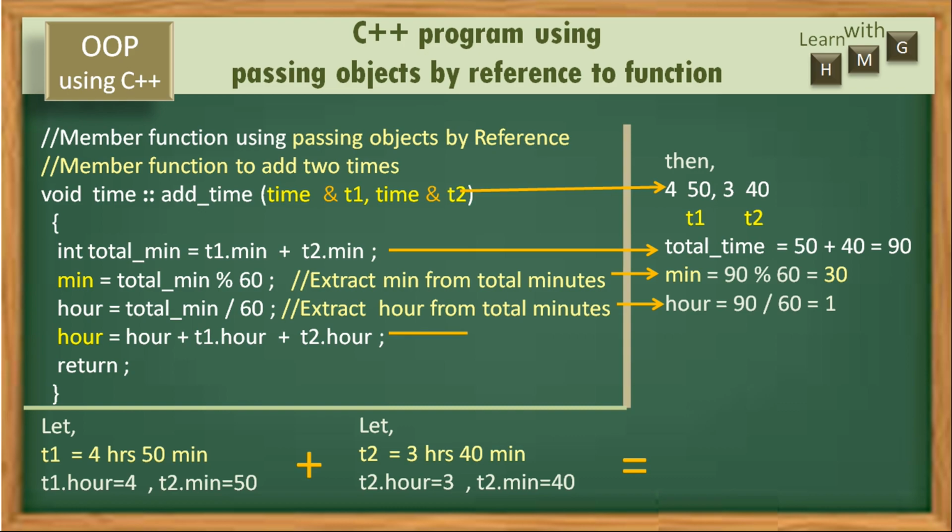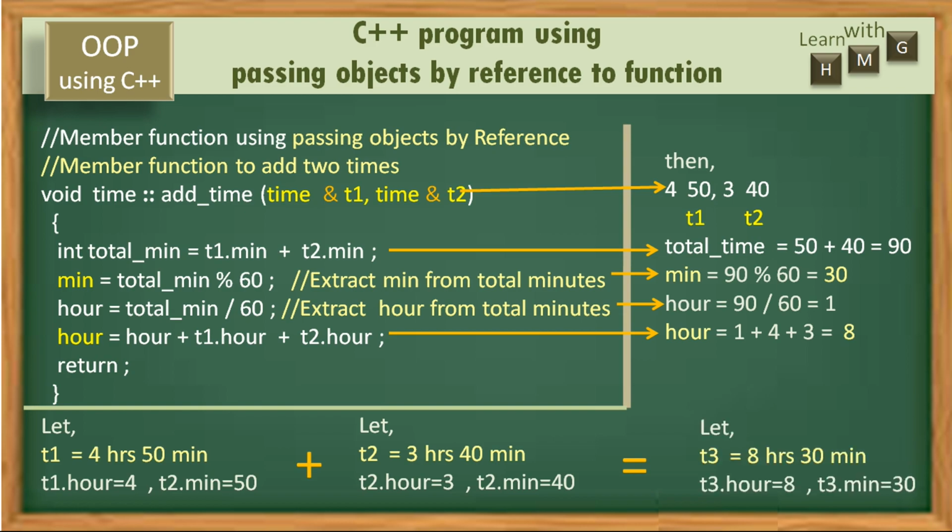This 1 hour is added into the actual hours of T1 and T2, that is 4 plus 3 plus 1, total 8. And like this object T3 will be initialized with the values 8 hours and 30 minutes. This 8 hour is calculated from here and 30 minutes is calculated from here. So in this way the C++ program is implemented, and using member function in which we have passed the objects by reference or passed by address.